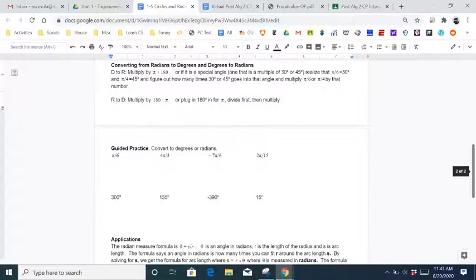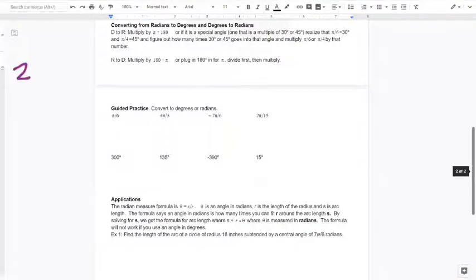Everything that I just talked about in the first 3 minutes of this video is summarized on the top page of these notes. Now we're going to learn how to convert angle measures from radians to degrees, and then also from degrees back to radians. Since 2 pi is equal to 360 degrees, that means that pi radians is equal to 180 degrees.